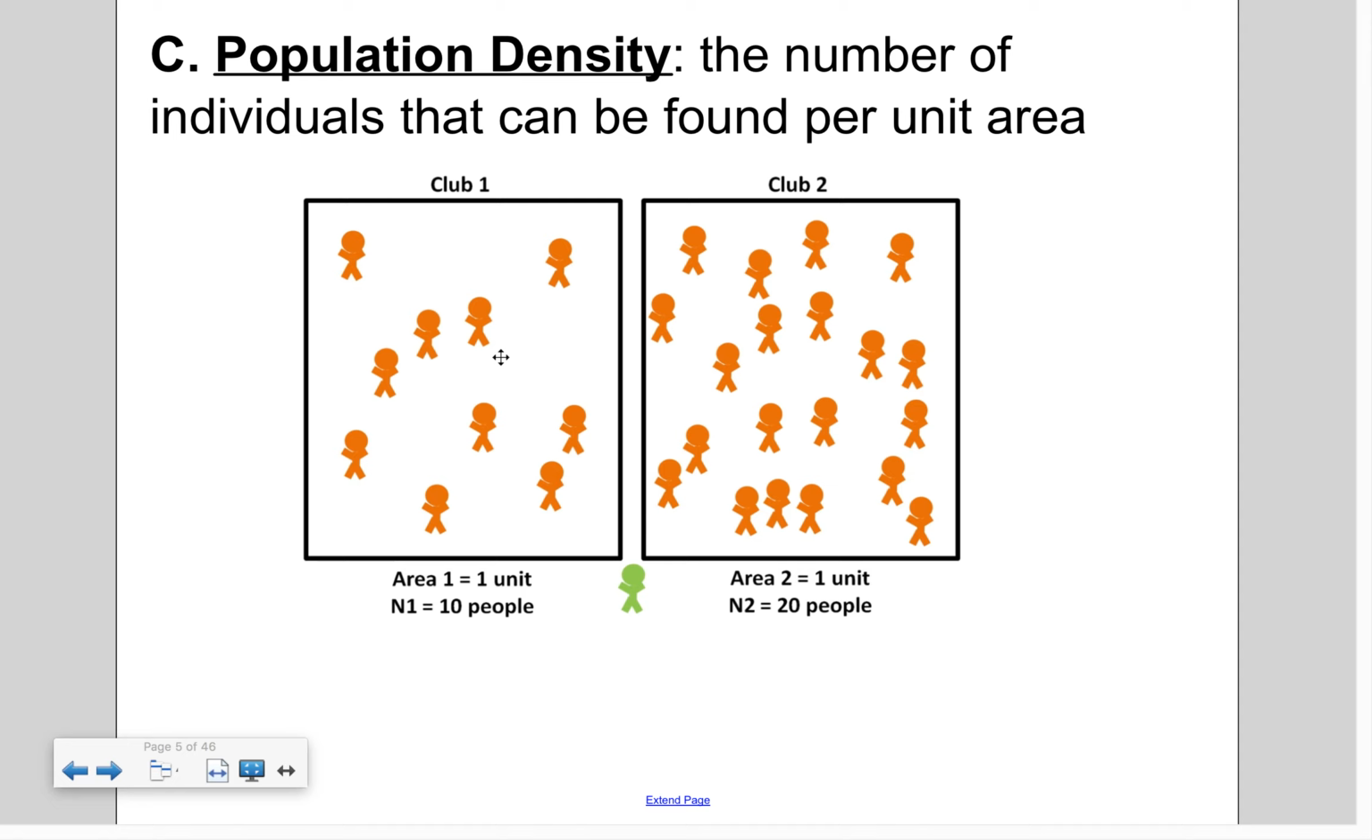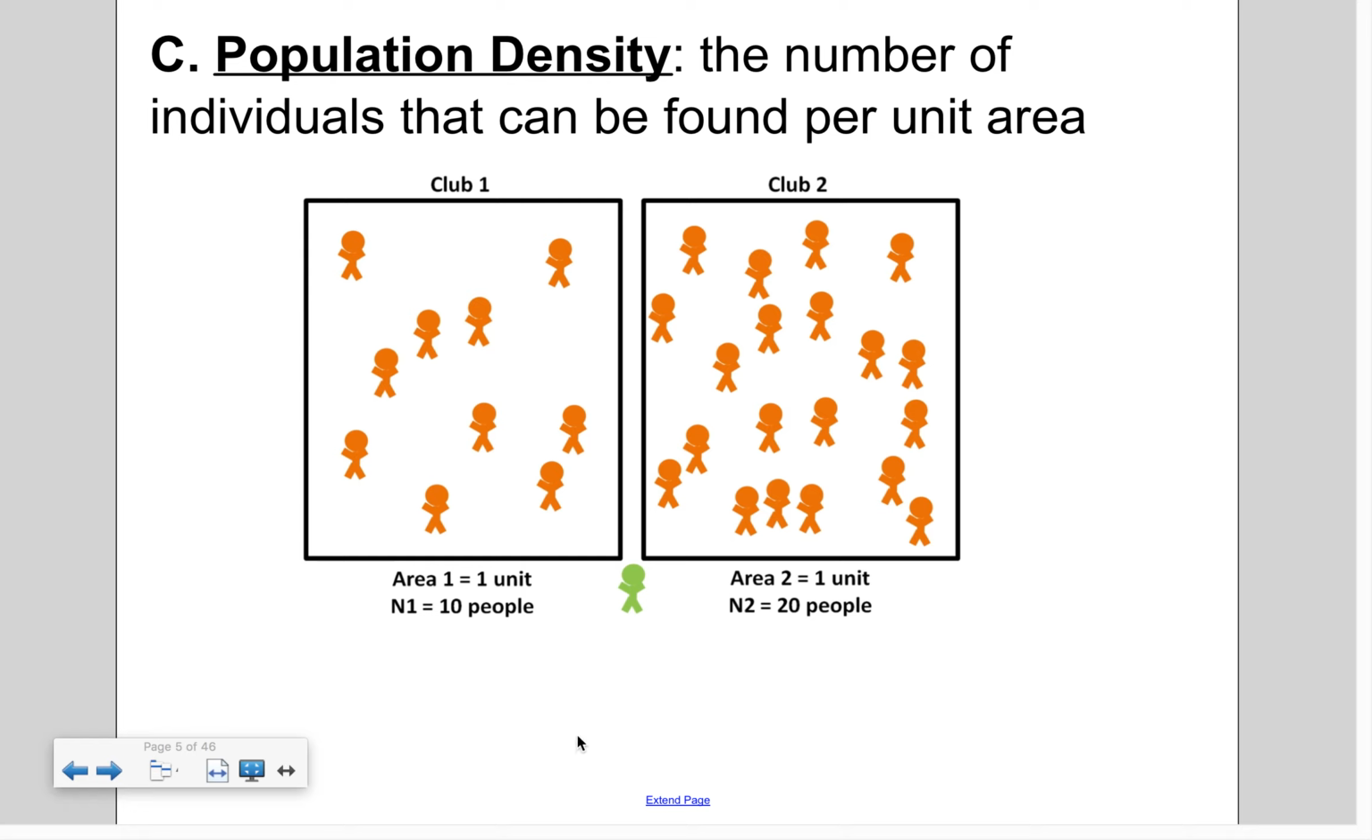So here, this is hypothetical. Looks like we're looking at people in 2 different clubs, Club 1 versus Club 2, where we have the same area, okay, which is 1 unit. So this box represents 1 unit, and then you count up the individuals in that area, and then do some math, and you can say 10 people per 1 unit. Where over here you have 20 people per unit.